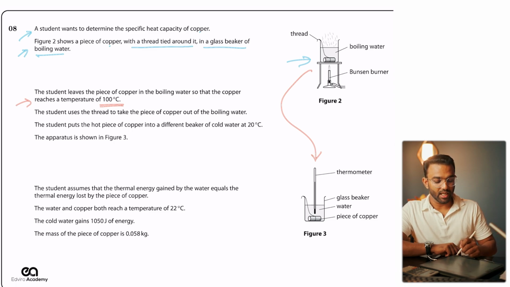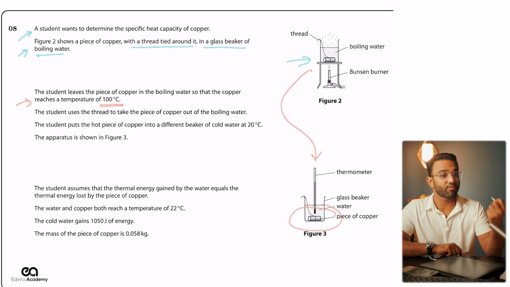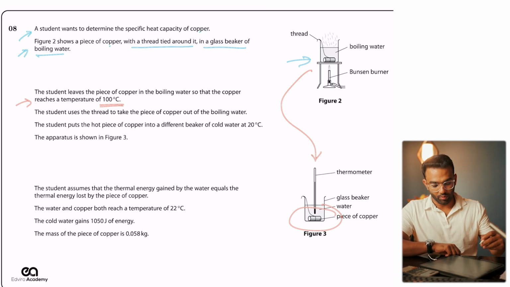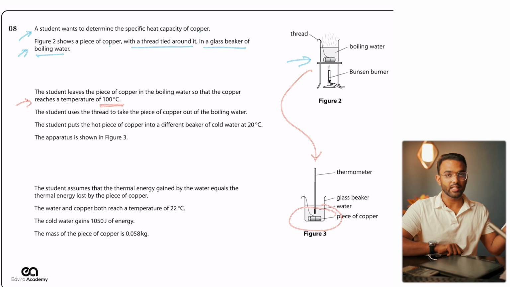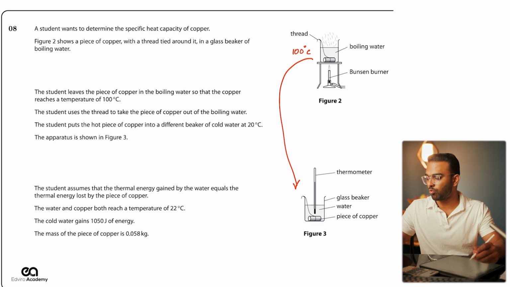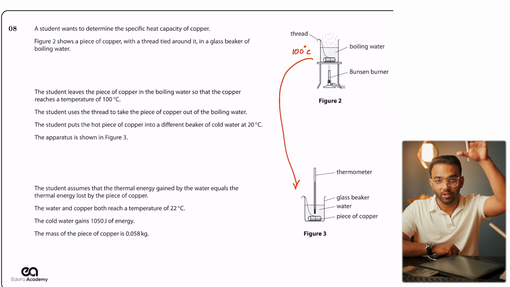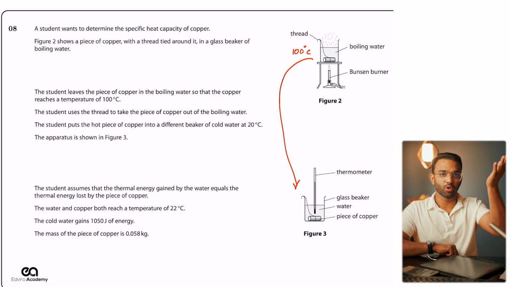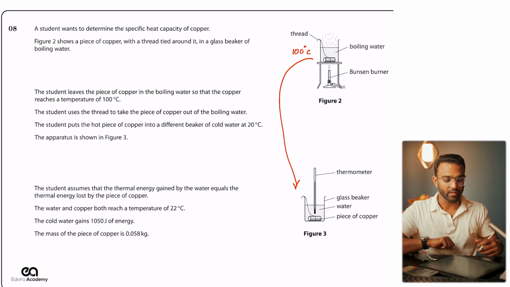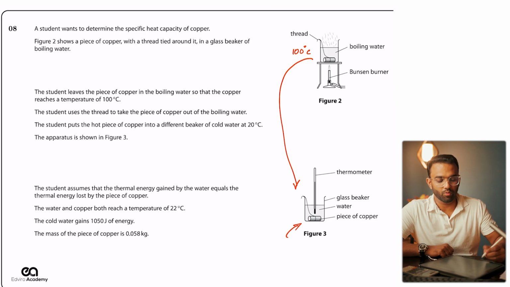The student assumes the thermal energy gained by the water here, you see the cold water will become a little bit hot because it gained some energy from the copper, right? That equals the thermal energy lost by the piece of copper. So when you took this piece of copper from there to there, let's say the piece of copper was at 100 degrees, which it was. When you put it into cold water, the temperature of the copper will drop and the temperature of the water will rise, and they will be at equilibrium. Okay, so what's happening? The copper is losing the energy to this cold water here, correct?